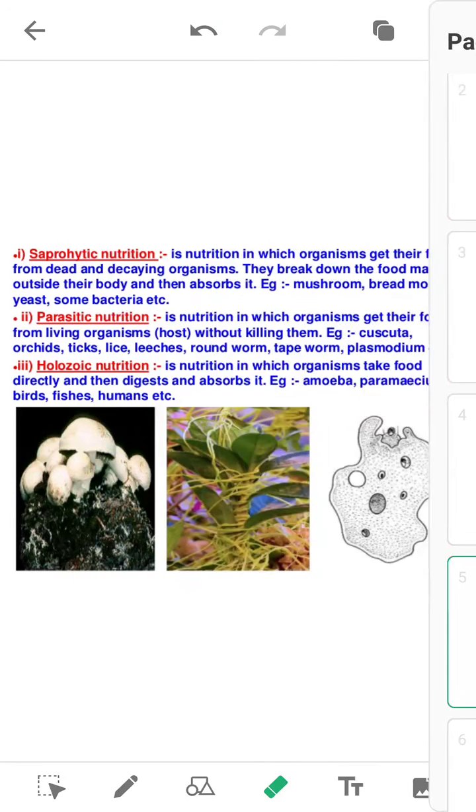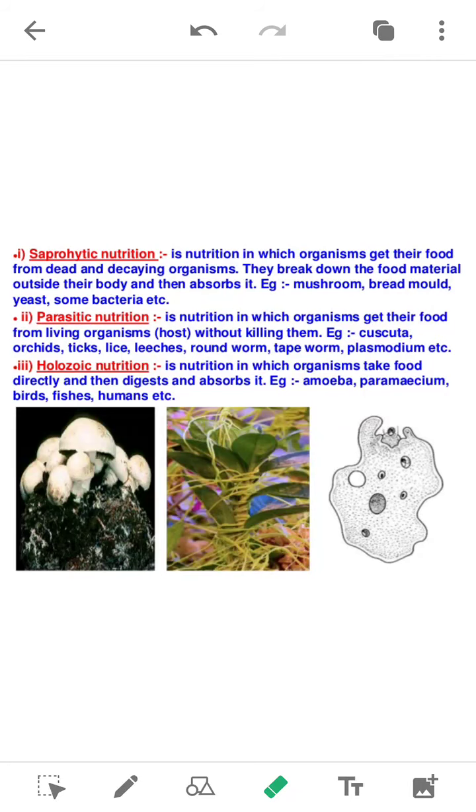Now about saprophytic nutrition. It is a nutrition in which organisms get their food from dead and decaying organisms. They break down the food material outside their body and then absorb it. Examples, mushroom, bread mold, yeast, some bacteria, etc. In the picture you can see the mushrooms. They take the food from the dead and decaying organic substances and they grow.